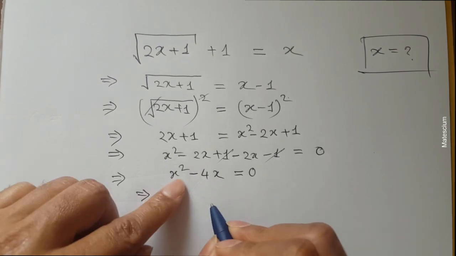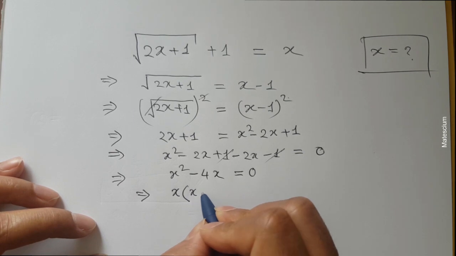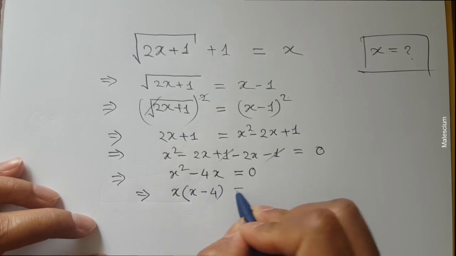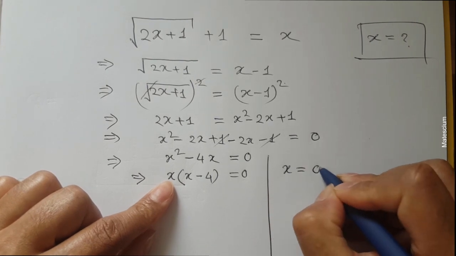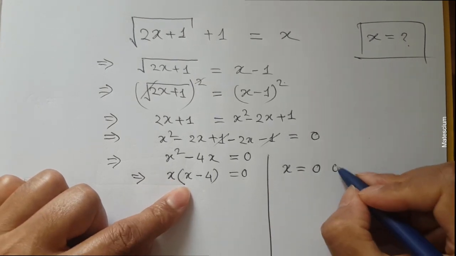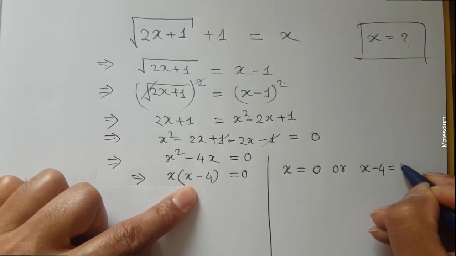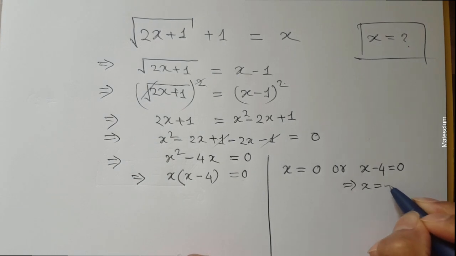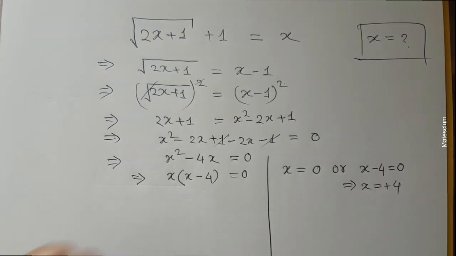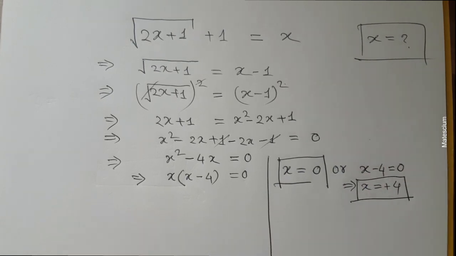Let's take x common from here, and remaining is x minus 4 is equal to 0. x is equal to 0, this is one value, or there is another solution, x minus 4 is equal to 0. This is another solution. x is equal to plus 4. There are two solutions, either x is equal to 0 or x is equal to plus 4.